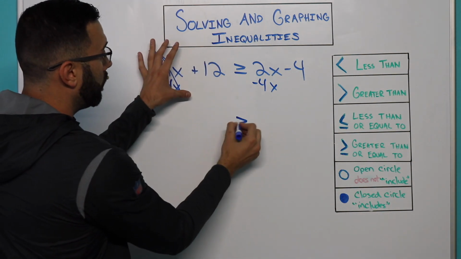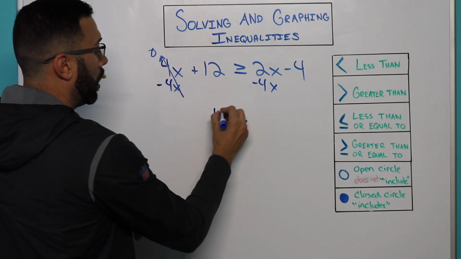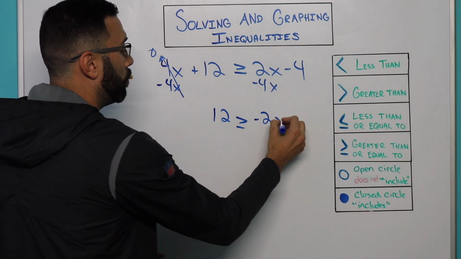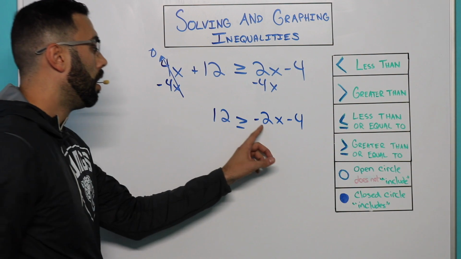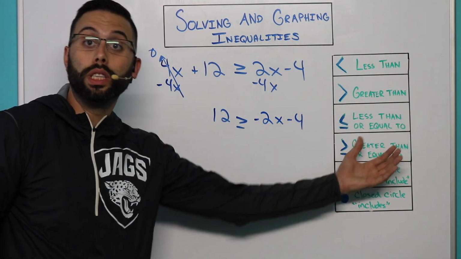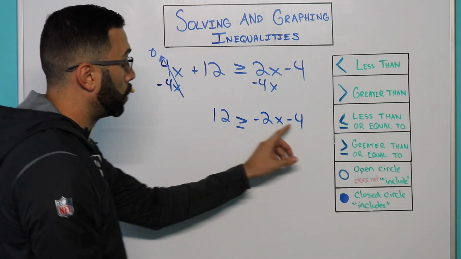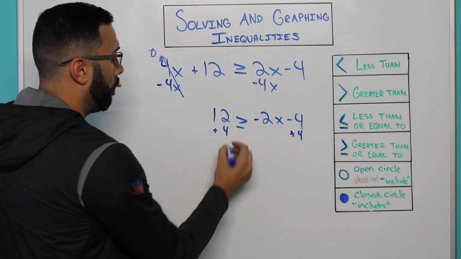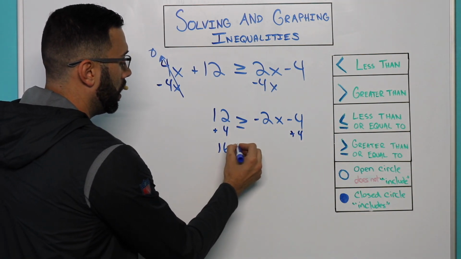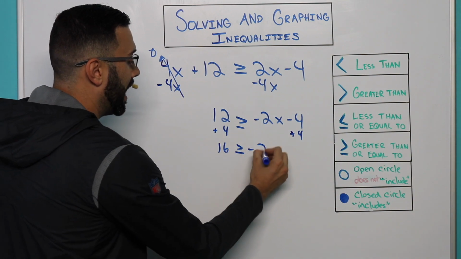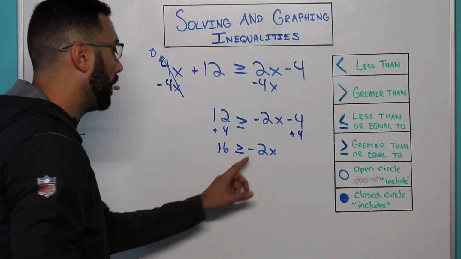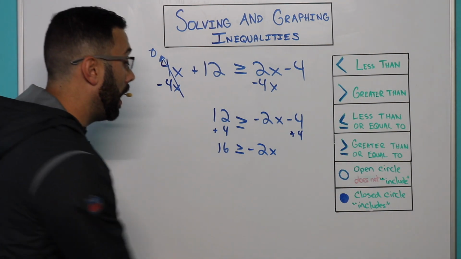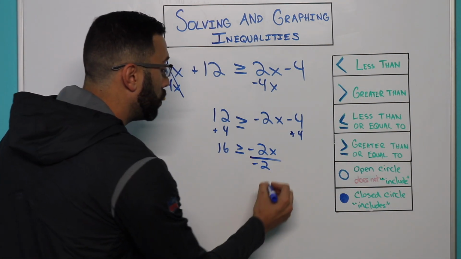And what's left on this side? 12 is greater than or equal to -2x minus 4. Alright, we got our variable on one side, that's one goal. What's with it we don't want? That pesky little -4. So let's add 4. I'm left with 16 is greater than or equal to -2x. Now this is -2x, -2 times x. So I'm going to divide by -2.